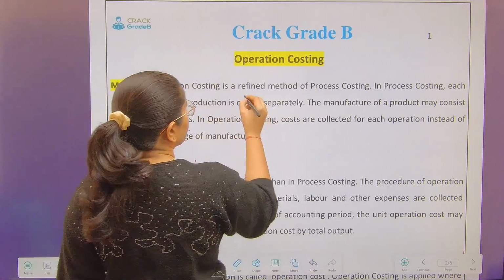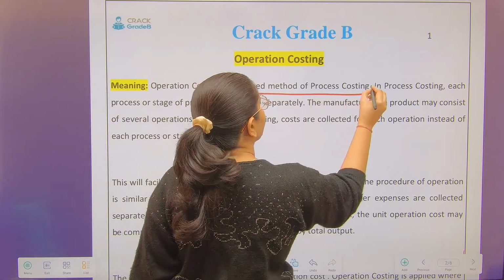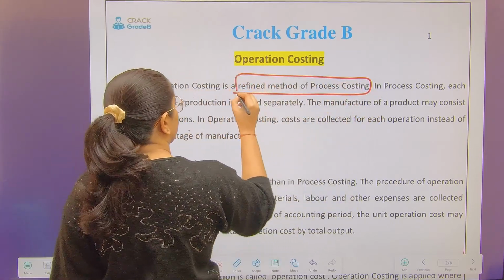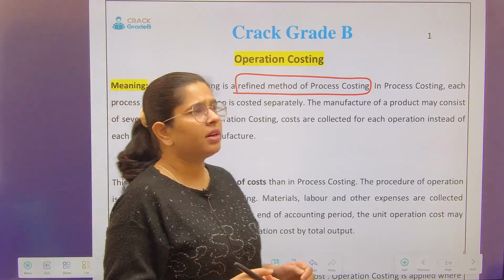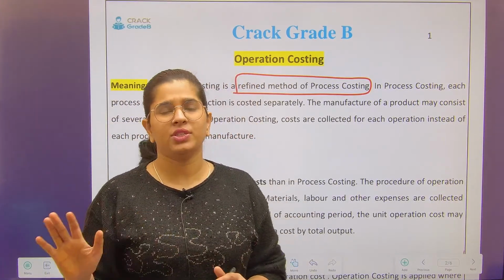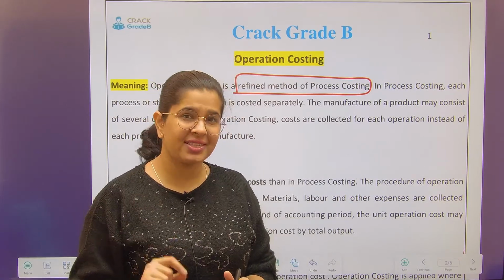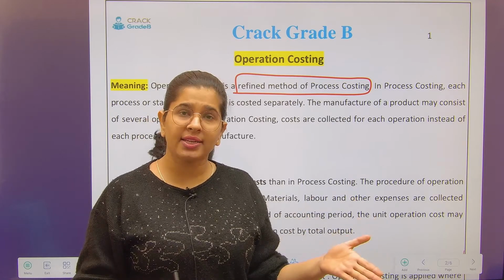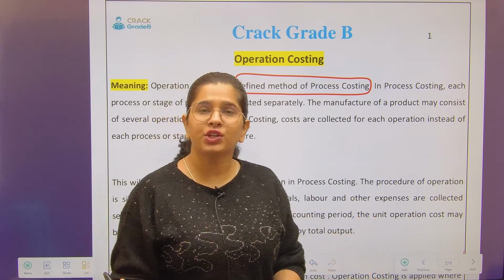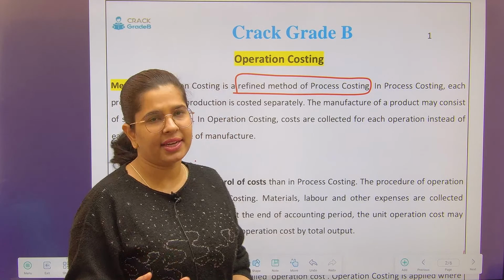So operation costing is a refined method of process costing. The difference, concept wise, is not much. The only difference is related to the products. In process costing, products are very identical to each other; in operation costing, they are similar yet different.